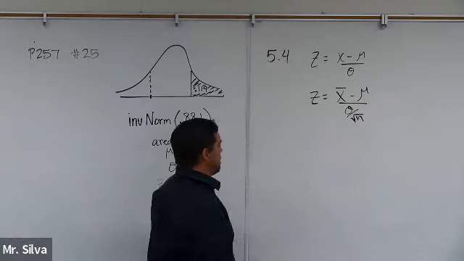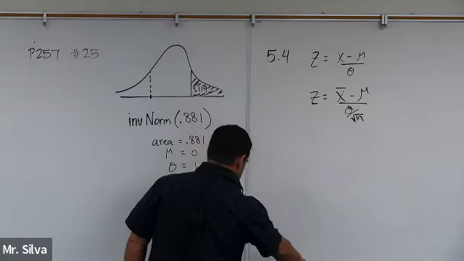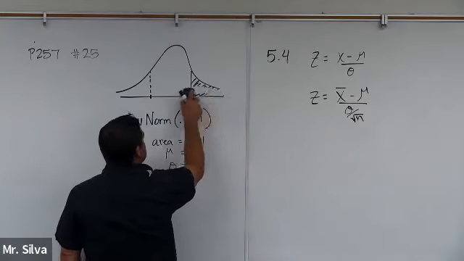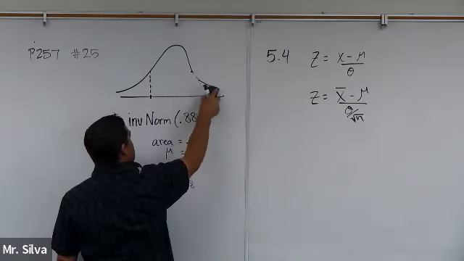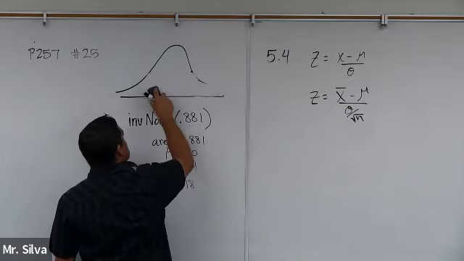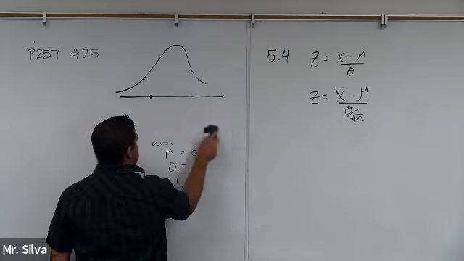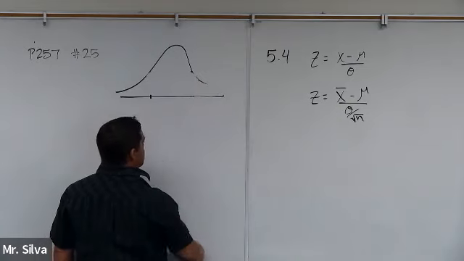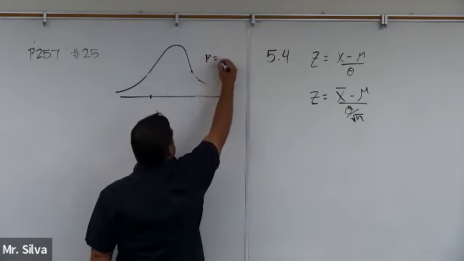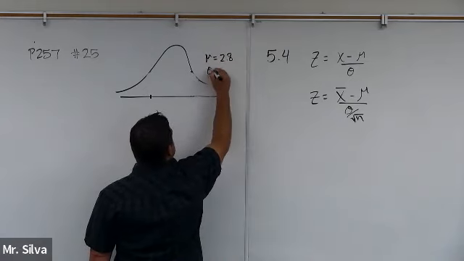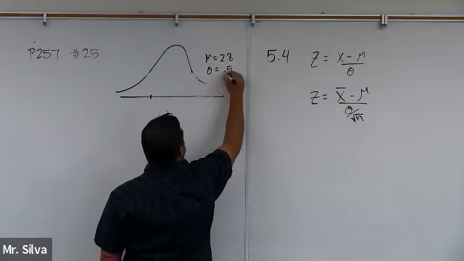Okay, what does that mean? I'm going to use this curve right up here. I'm going to get rid of all this. So if the population distribution is, if the mean is 2.8, this is in terms of GPA.